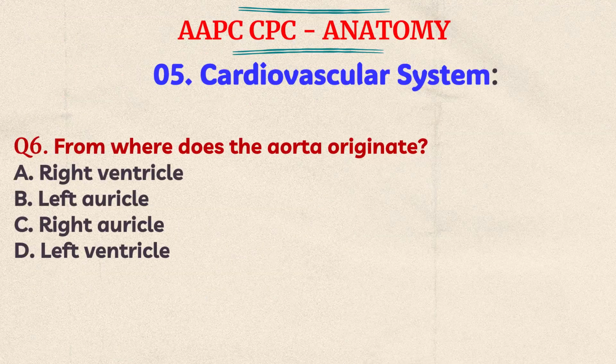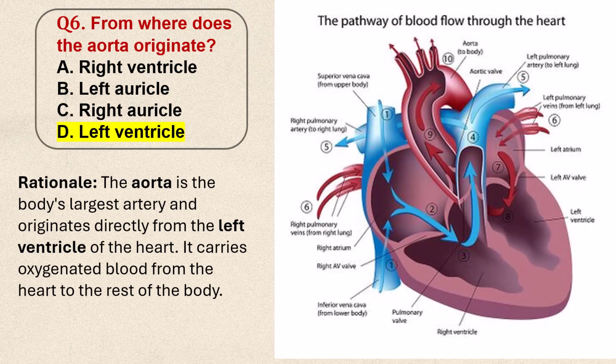Question number 6. From where does the aorta originate? A. Right ventricle, B. Left auricle, C. Right auricle, D. Left ventricle. So the correct answer is D. Left ventricle. You can see the aorta. This is the aorta. It starts from the left ventricle.